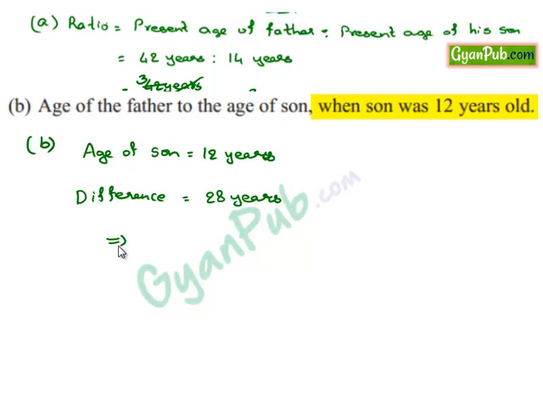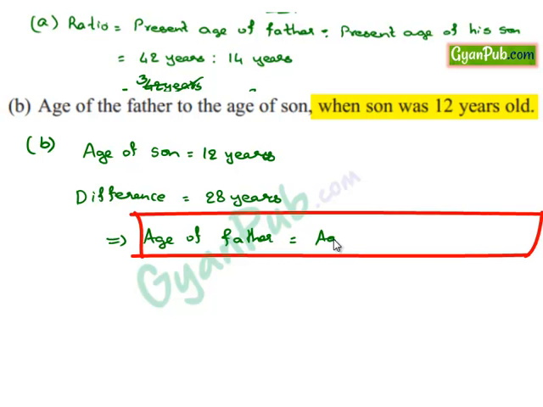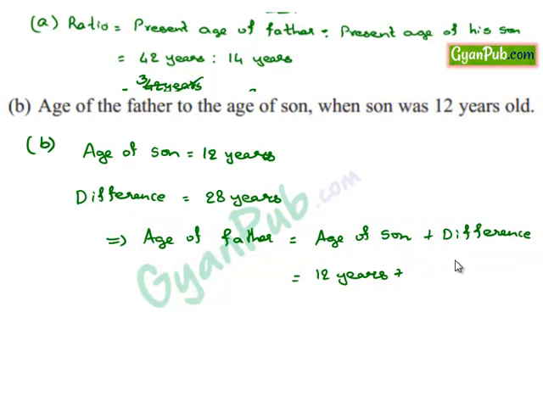This implies age of father is nothing but age of son plus difference. This is equal to age of son, 12 years, plus the difference between the age of father and son, 28 years. By adding, we get the age of father as 40 years.